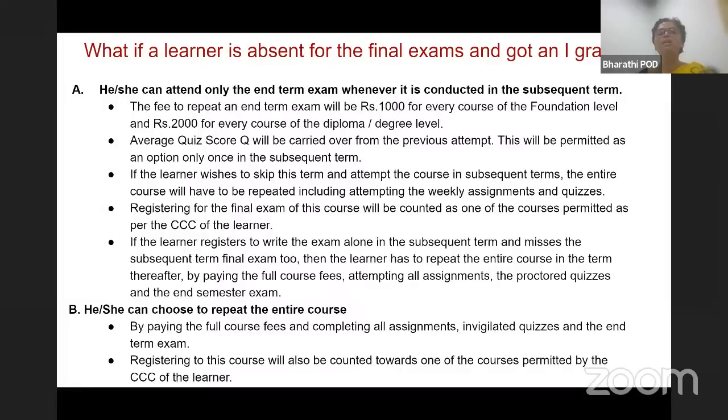But in case you do not register for the end-term exam in the subsequent term, or you're absent again for the end-term exam in that term, automatically your course grade will become a U grade. So this opportunity to attempt the final exam alone is restricted to one term following the term in which you are registered to the course, and you have to complete it in that. Otherwise, it becomes a U grade. You have to do a full repeat of the course. This is what we have written here. And if you have an I grade, technically you can register for the entire course and repeat it, or you can do the final exams alone. Both of these are possible, and that is what your options are.